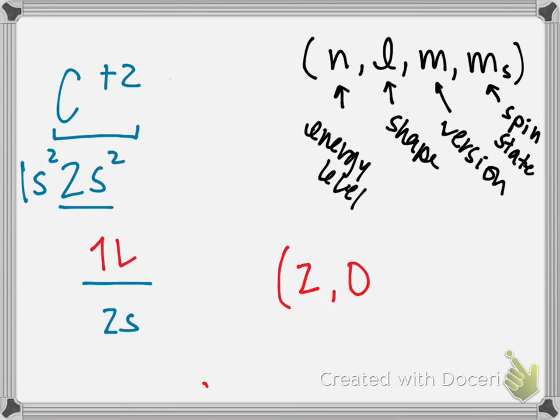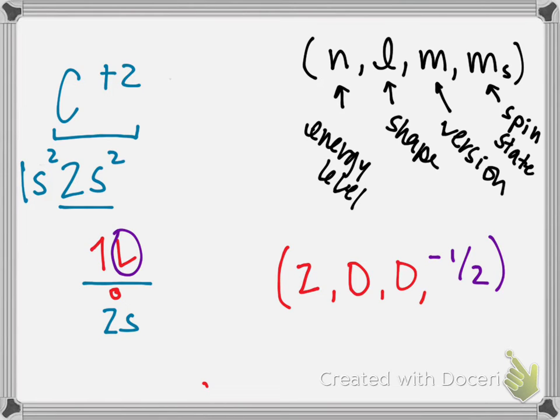And now, how many versions of an s orbital are there? Just one, right? All it gets is a 0. So the only thing an s orbital can be is 0. And then I'm going to tell, is it the first electron I was studying, or the second? Second, so negative 1/2.